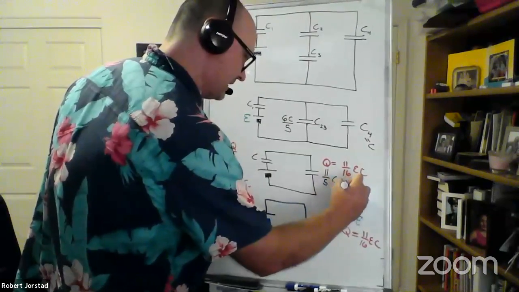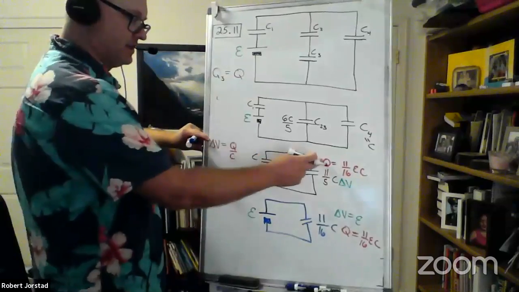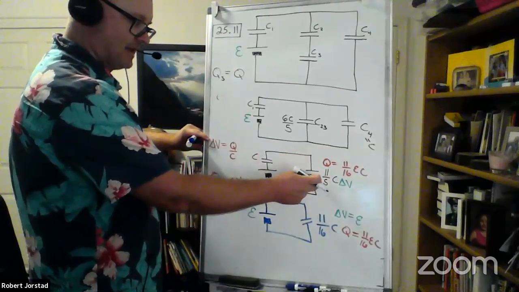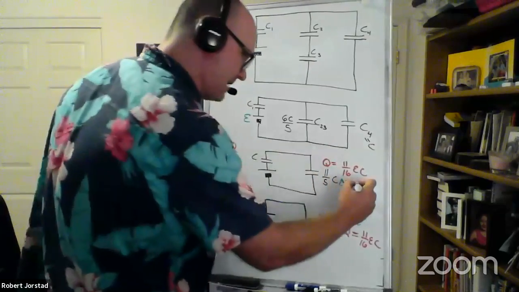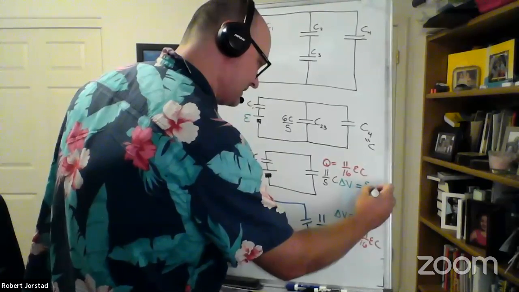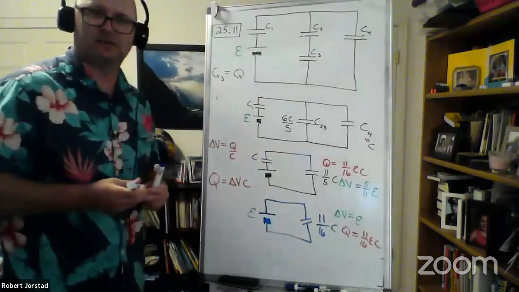I'm running out of room here. So the voltage is Q divided by C. I think the 11s will cancel, the 5 will come up top, and we'll get 5/11 E. Is that what you got?